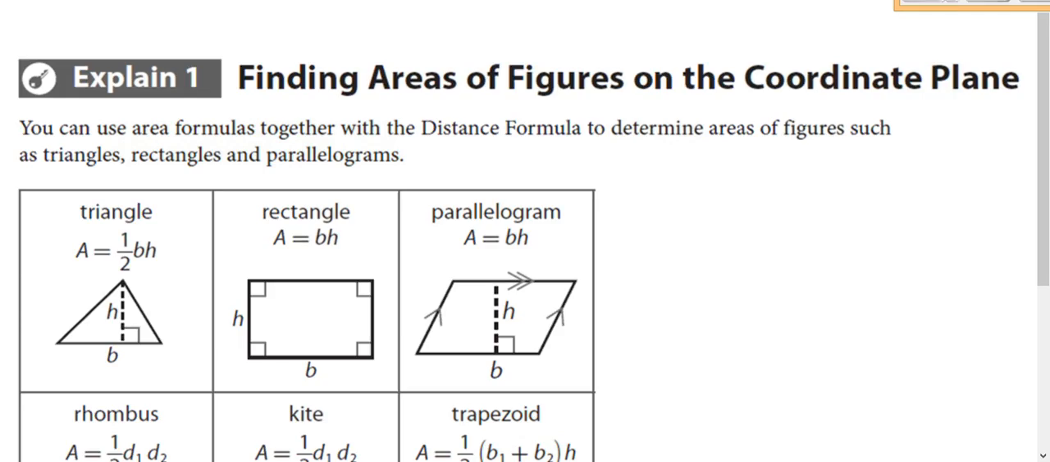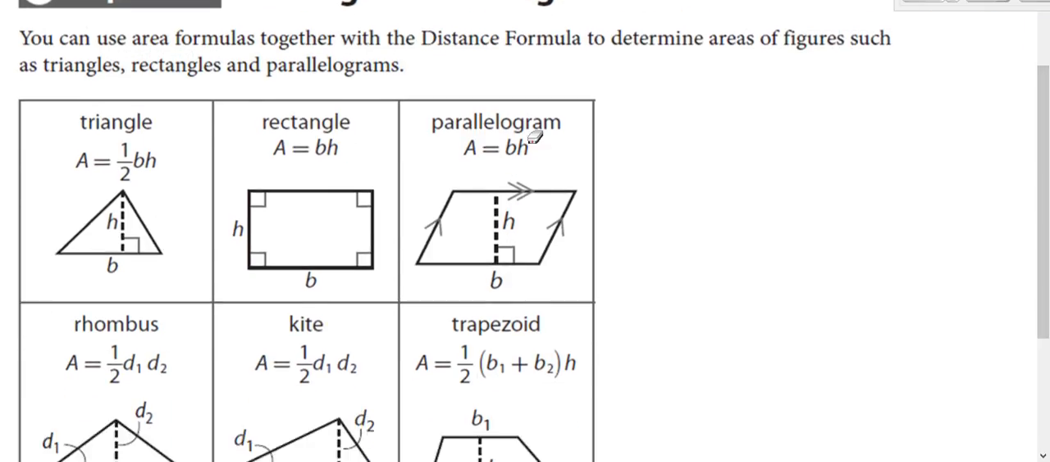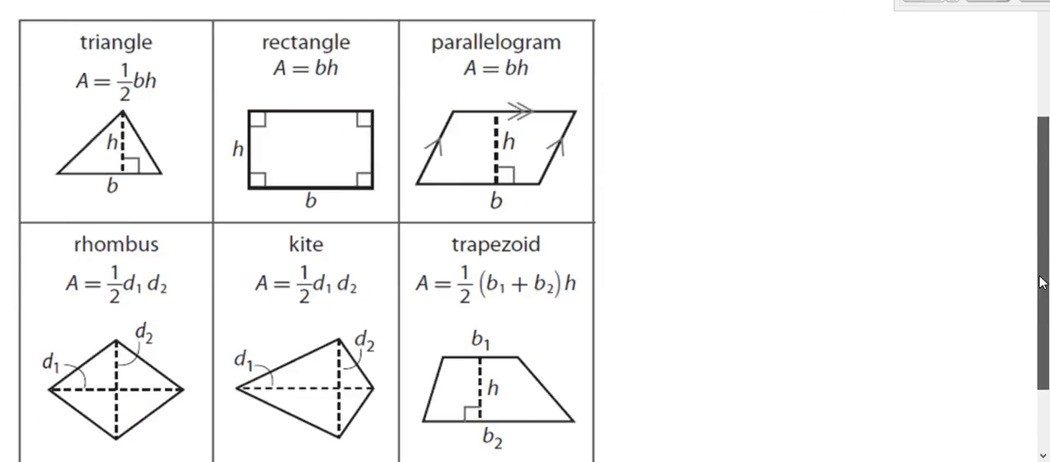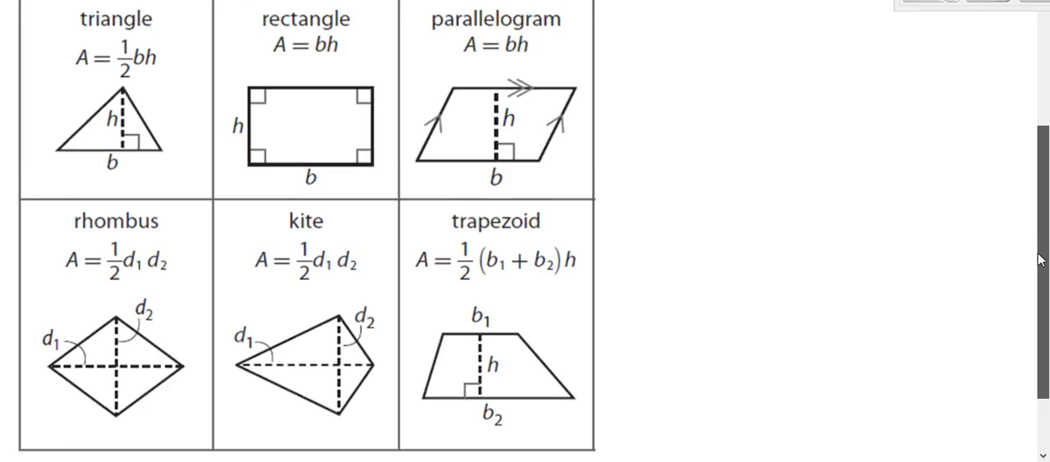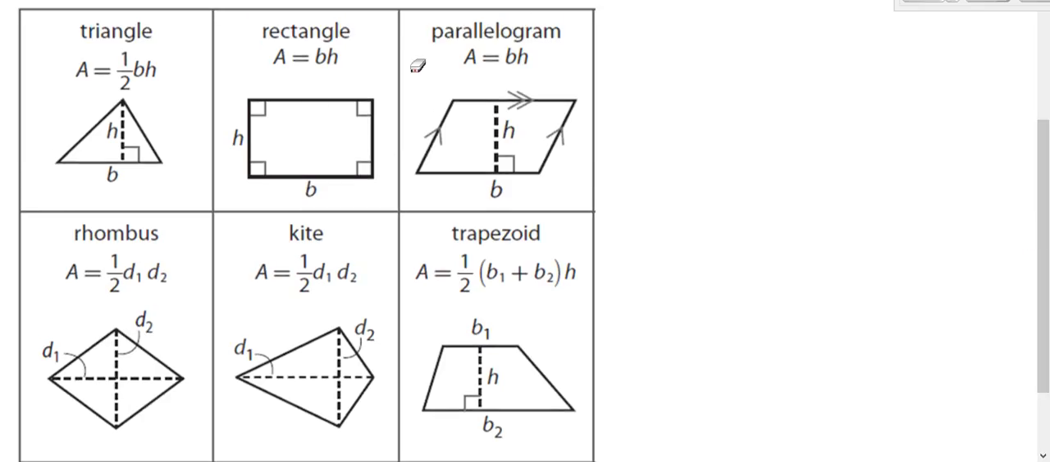For area, there's a bunch of formulas. There's a formula for triangles, rectangles, parallelograms, rhombus, kite, and trapezoids. So we can refer back to these as we need them. So for example, with a rectangle, if you know the base and you know the height, you just multiply them together. You might need to use distance formula to get those two side lengths, and then you can figure it out. Similar for parallelograms. Kites and rhombus, we're going to use the diagonals. So find the length of the diagonal and multiply them together.